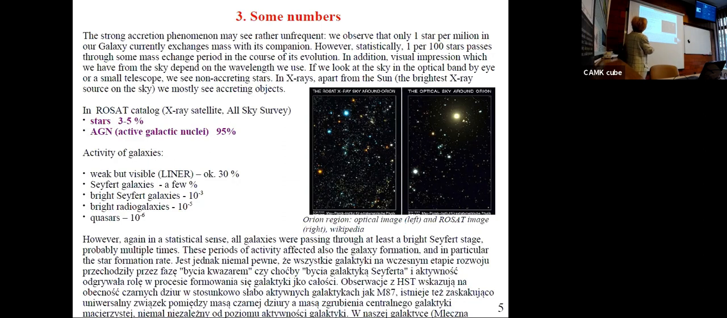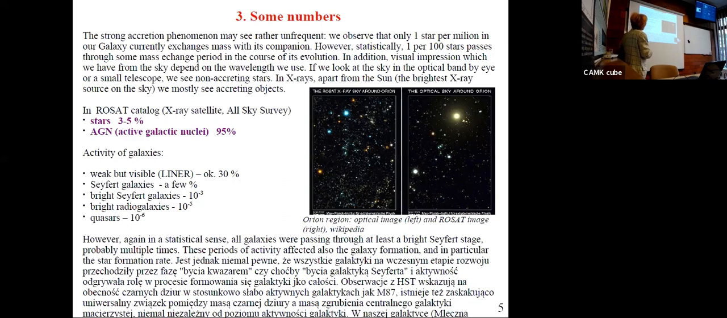So statistically, if you take the ROSAT catalog and you just count sources, stars are 3 to 5%, but what you see is 95% of sources are actually AGN. So your sky is dominated by sources which are dominated by accretion. And statistics also in galaxies additionally looks much better. It's not 1 per 100 stars which goes through accretion phase, but it's actually all.